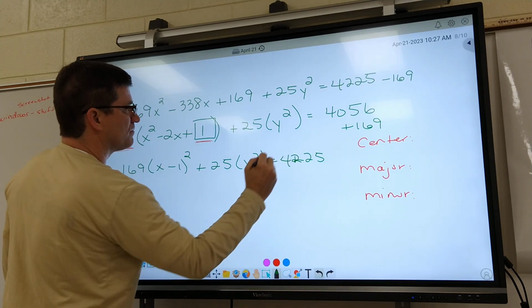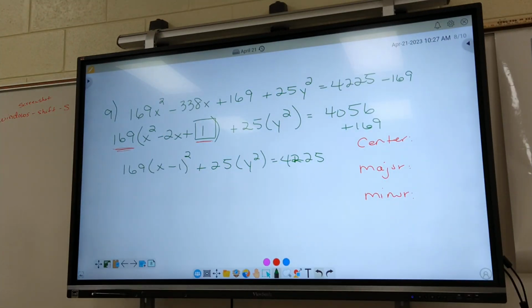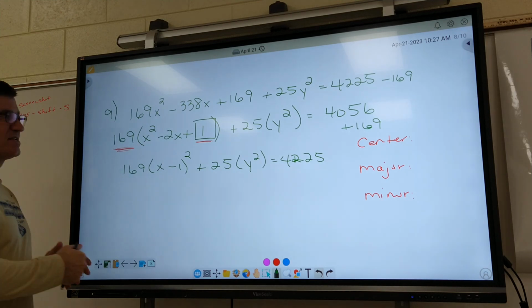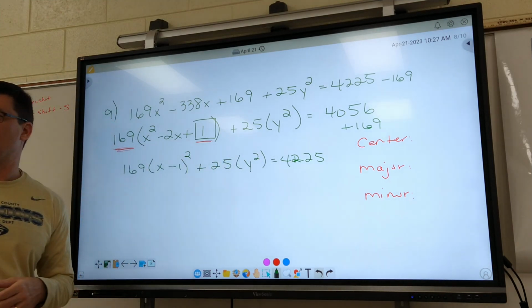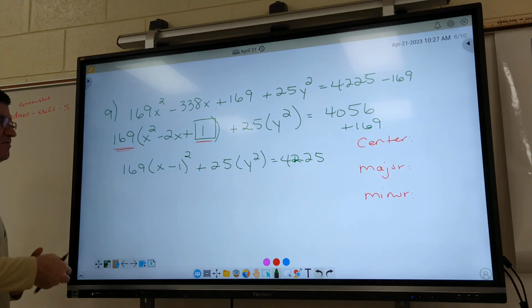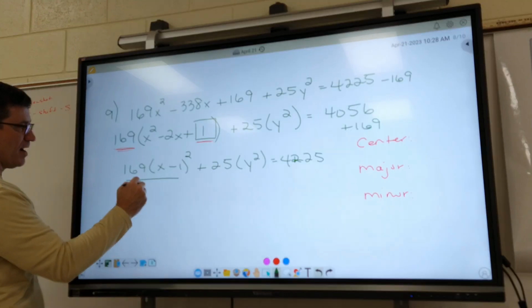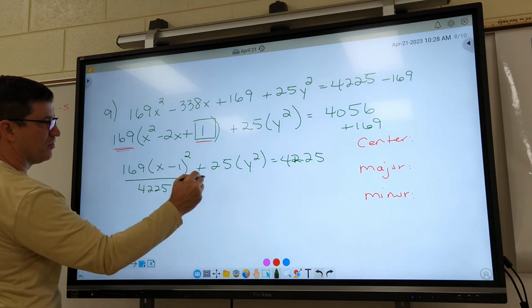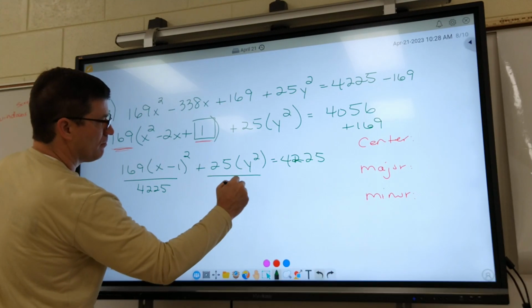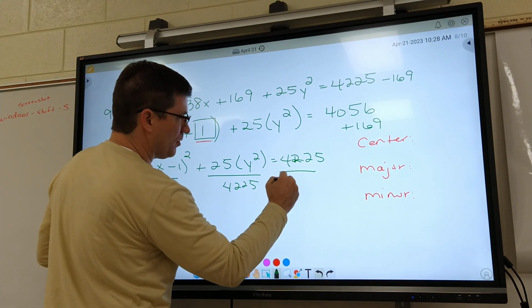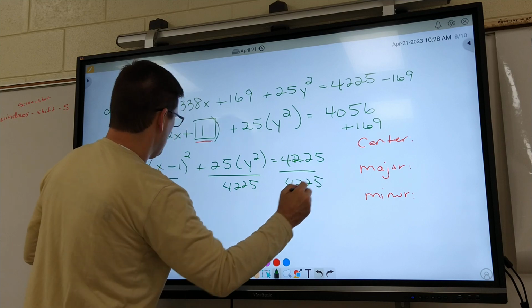All right, so we're almost there. There's one more step. What's our other step? We just did it on 6, 7, and 8. It's got to equal 1 to be an ellipse, right? So what are we going to divide everything by? All the way down, guys, we're going to put 4225 on the bottom. This is going to be your last step on every one of these problems.